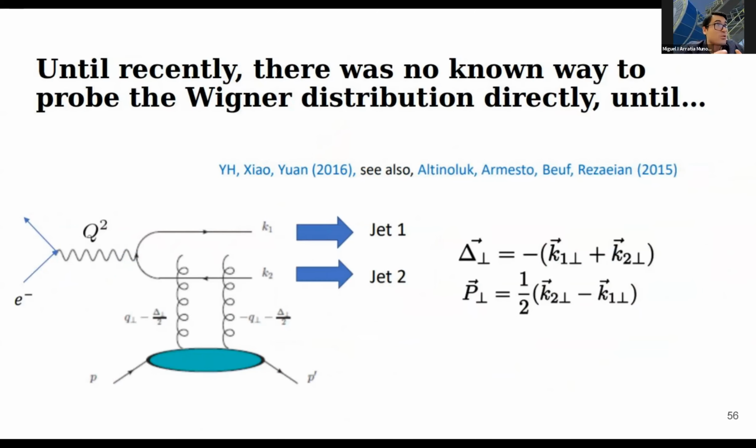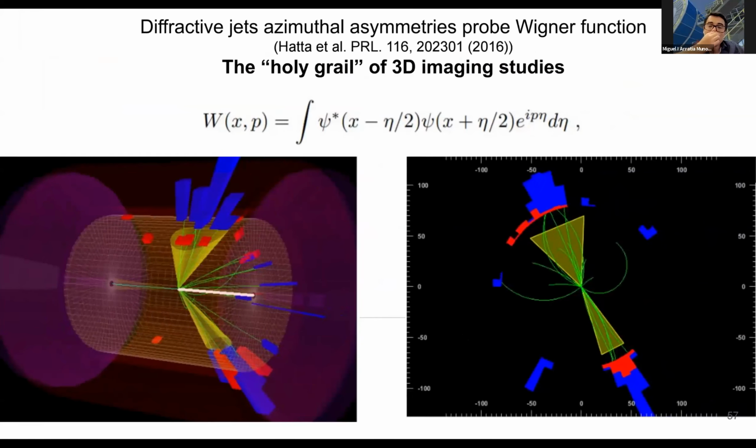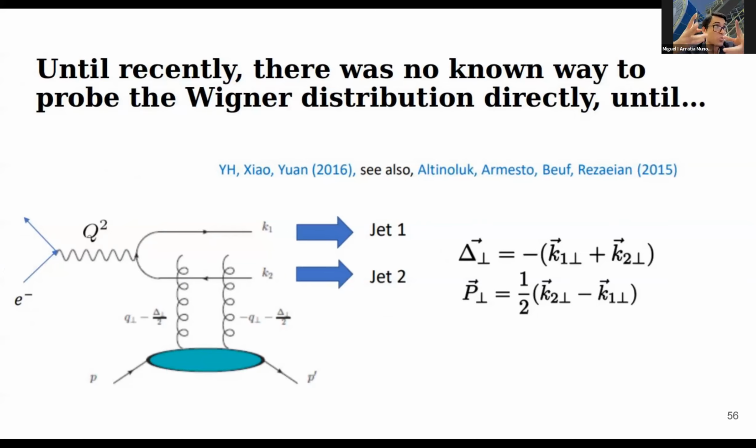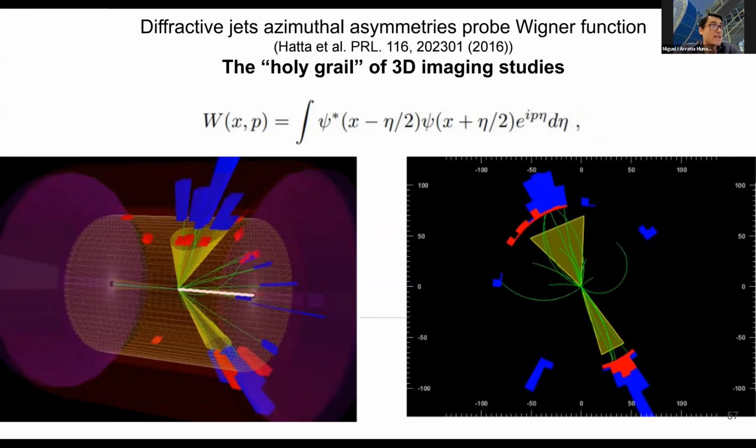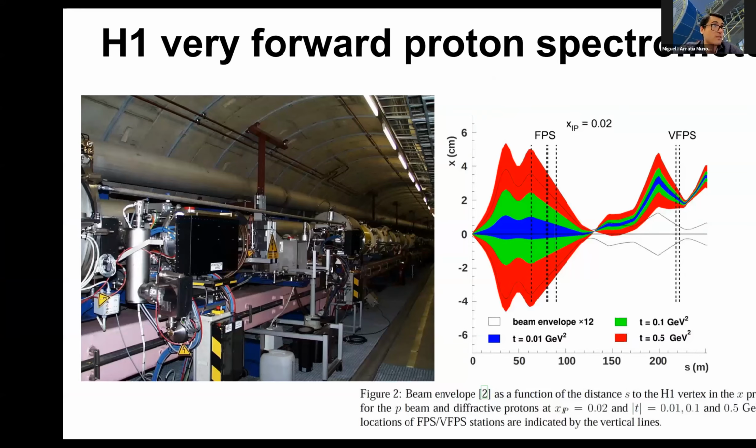Moreover, we will be able to explore diffractive dijets, which is something that recently has been proposed as a way to explore the Wigner distribution, which a few years ago was not known to be possible. And this is the holy grail of 3D imaging studies. You could, in principle, do this measurement if you were able to constrain two jets, diffractive dijets, and tag the forward proton in diffractive interactions. So this is how a simulated event of that type would look like. And basically, you want to measure the azimuthal angle distribution.